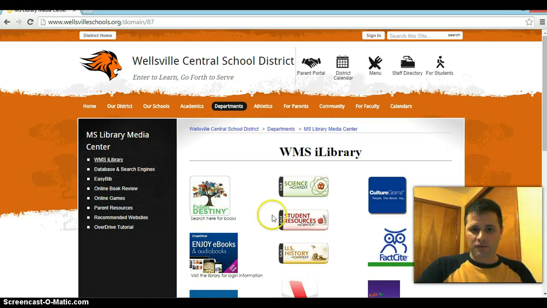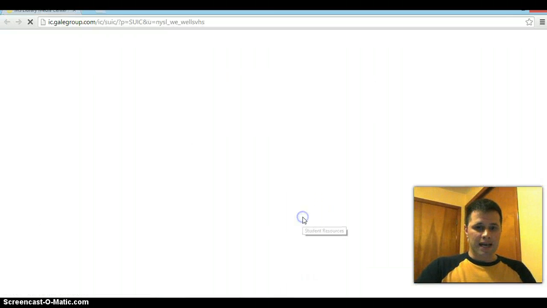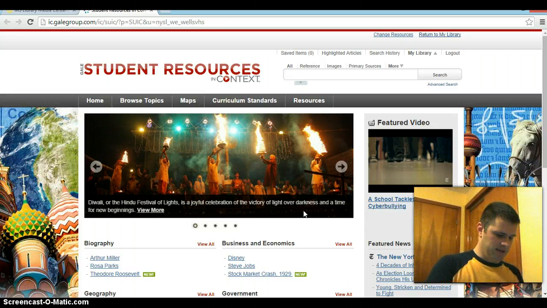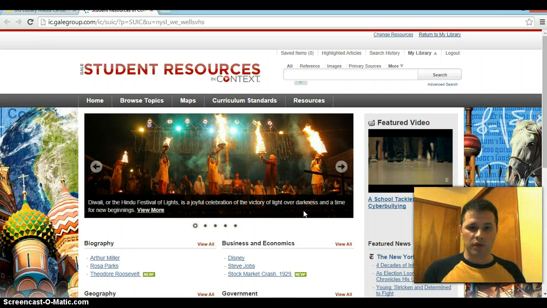The first option for research as a source of information is going to be the Gale Student Resources and Context. When you click on that, it's going to be asking you for a password. The password for the Gale Student Resources and Context is WELS_LOG. I'm going to be sending you an email with these login passwords today, so you'll have them.